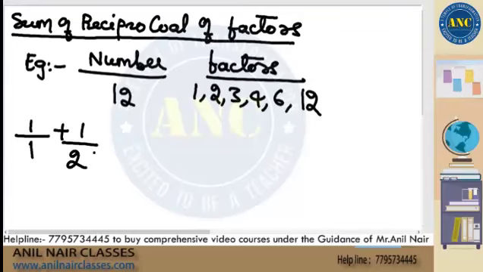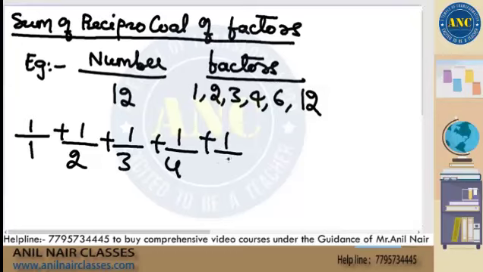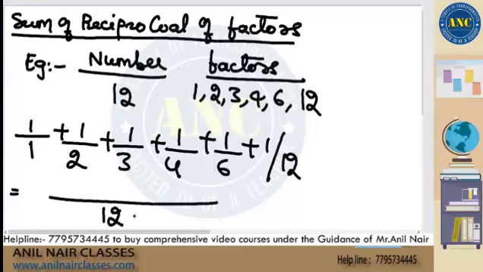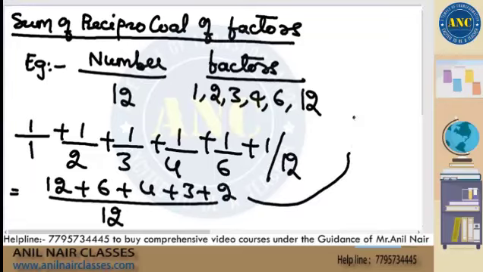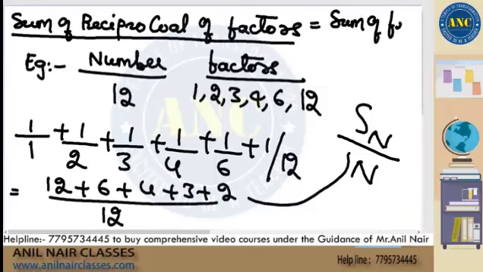1 by 1, next is 1 by 2, 1 by 3, 1 by 4, 1 by 6 and 1 by 12. If I take the reciprocal, these are nothing but 12 plus 6 plus 4 plus 3 plus 2, that is, the sum of the factors by the number itself. Sum of the reciprocal of the factors is nothing but sum of the factors by the number. Very, very important point, please mention.